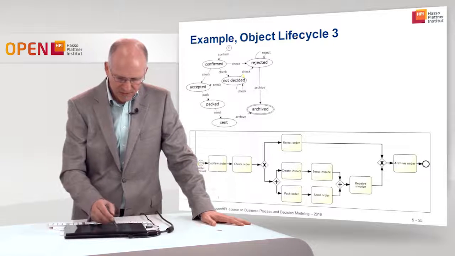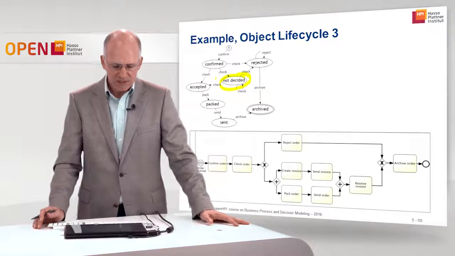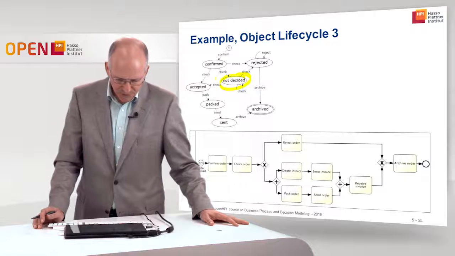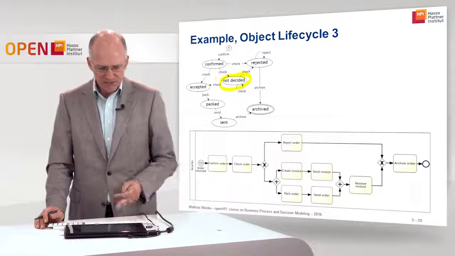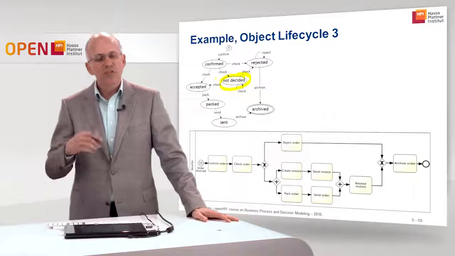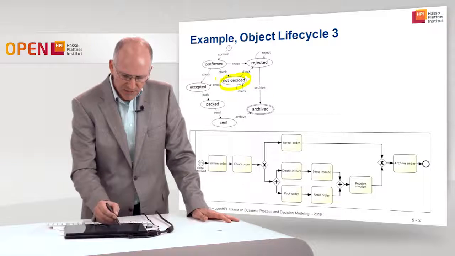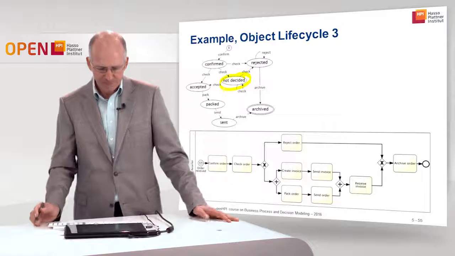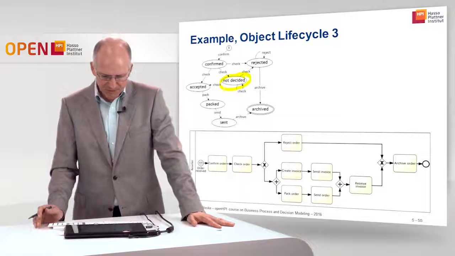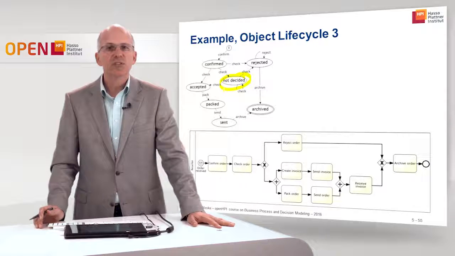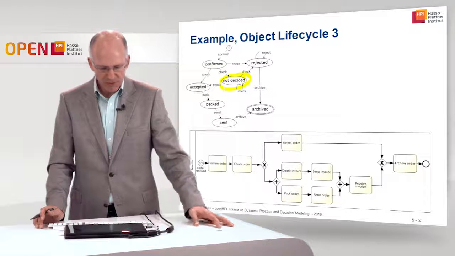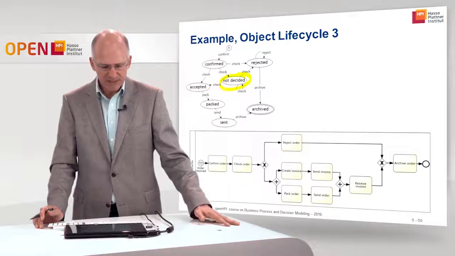Here we see the not decided state in the middle. And it just says after checking, we can either accept or reject it, but we can also have this not decided to do additional checks so that we can later either accept it or reject it. So let's look at the process again. And also here, all state transitions that are used by the process model are represented in the object lifecycle, yes.